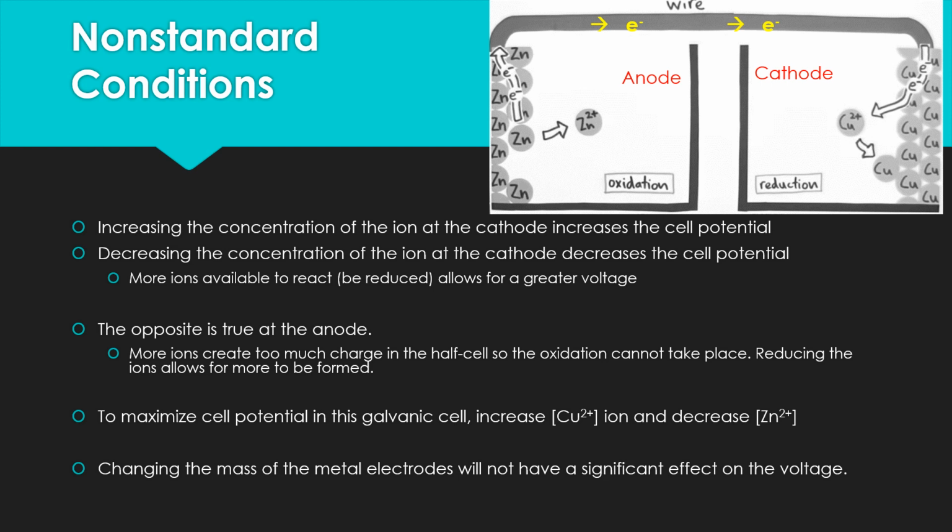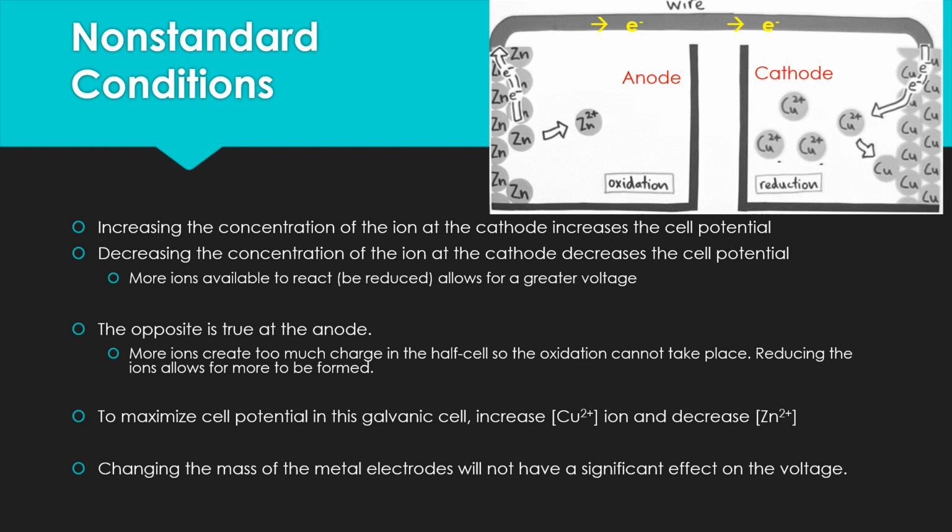Now, if we changed these conditions at all, it's going to affect our cell potential. Remember, our cell potential is basically measured where that wire is. So if we increase the concentration of our ions at the cathode, that will increase our cell potential, that voltage. So why is that? Well, if we had more copper ions available, they can accept more electrons, and that pulls those electrons across the wire more and allows a higher voltage. So increasing our concentration at the cathode increases our cell potential.